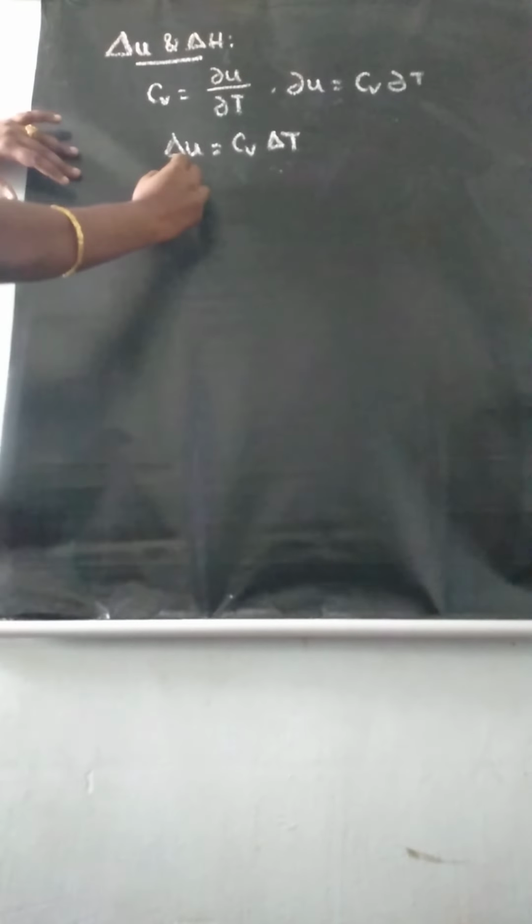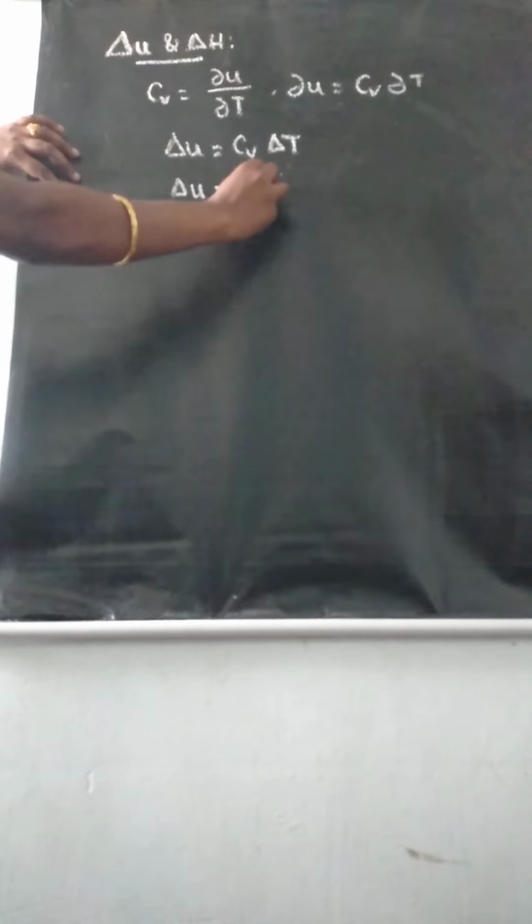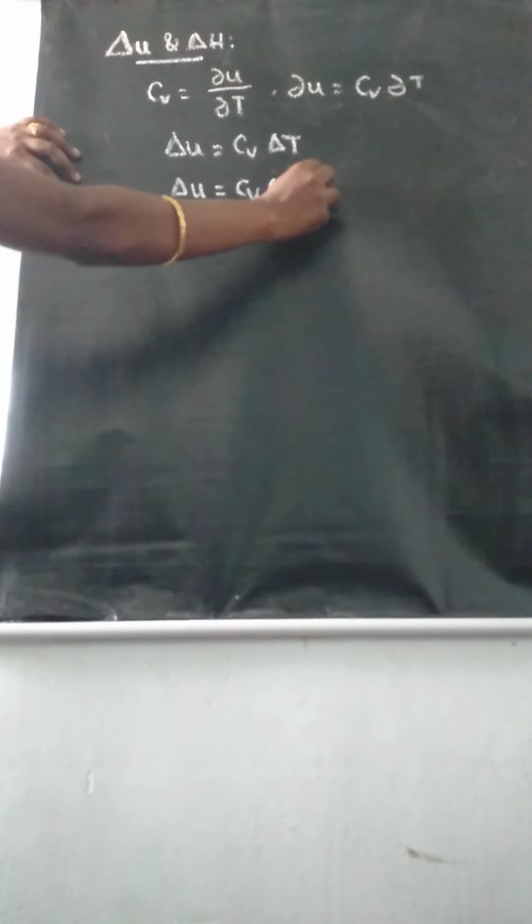Here, listen. The delta T formula you already know. Delta T means the difference between the final and initial temperature. So the formula is: delta U is equal to Cv into (T2 minus T1).